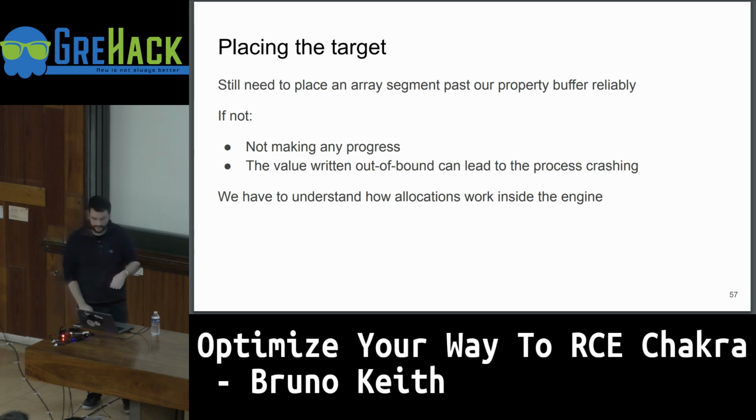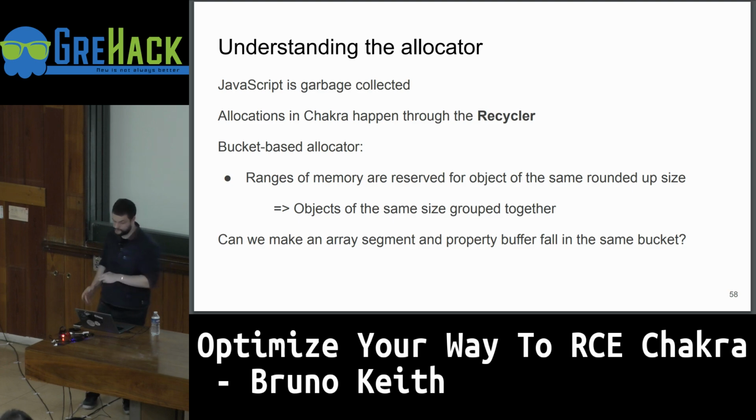And for that, we have to understand how allocations work inside the engine. So we were talking about the allocator very quickly. JavaScript, of course, is garbage collected, and allocation in Chakra happens through what they call the recycler. It's a bucket-based allocator, kind of similar to jemalloc in that sense, where you have ranges of memory reserved for objects of the same rounded-up size.